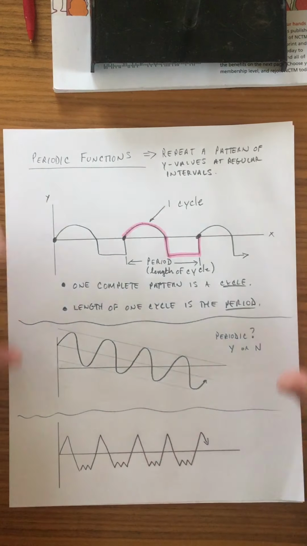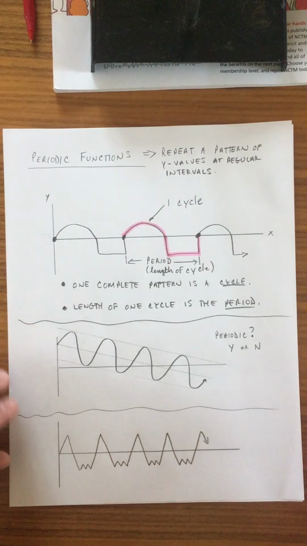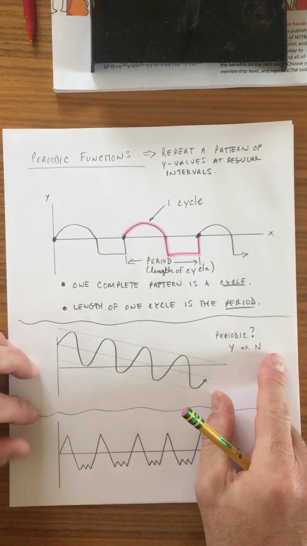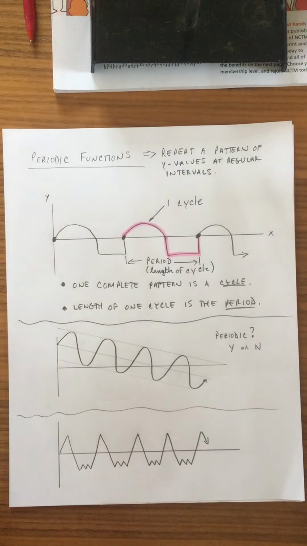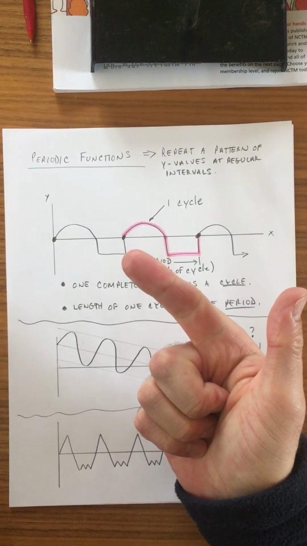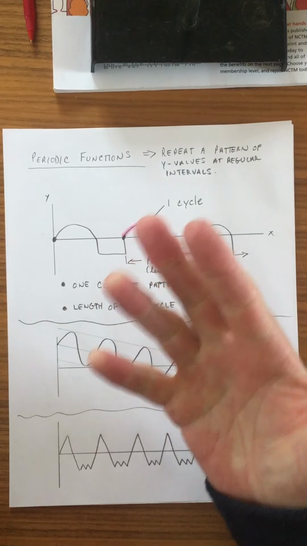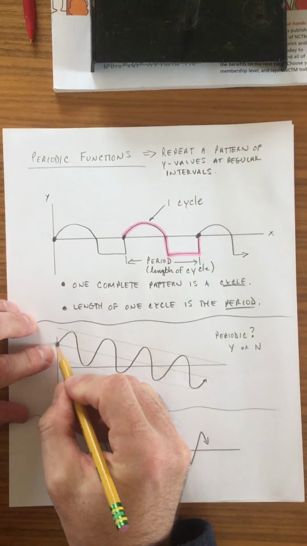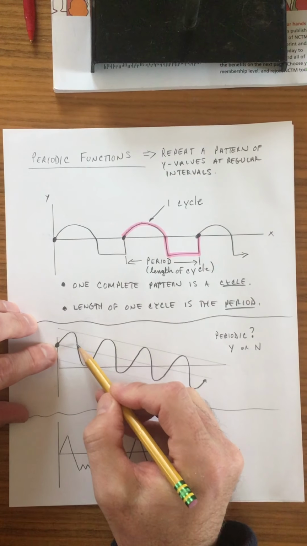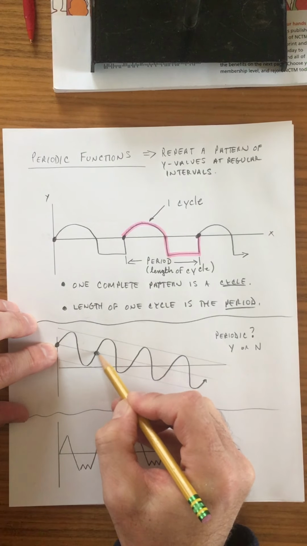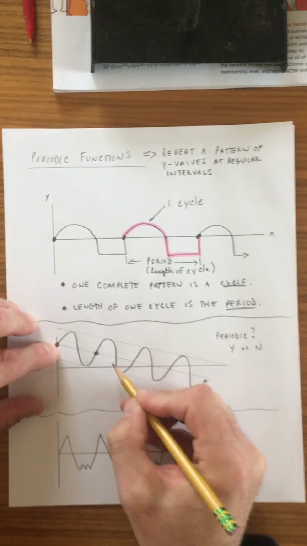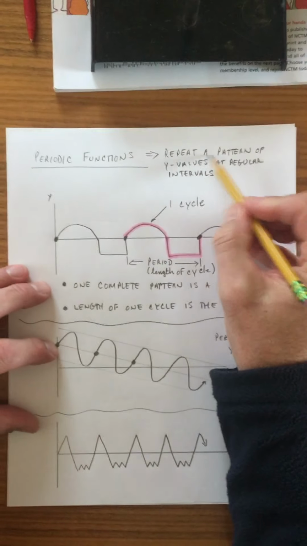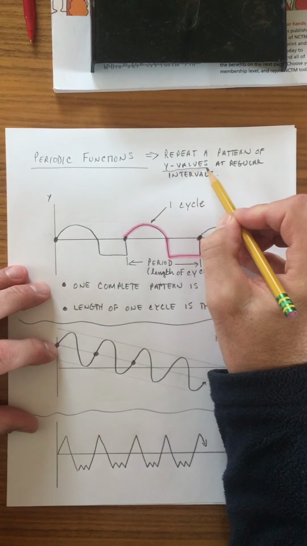Okay, so with that information so far, is this a periodic function, yes or no? Take a moment. What do you think? Okay, well, it looks like if you start here, it goes up, it goes down, it comes back up, and it looks like it repeats over and over again. And in a sense, it kind of does. But remember, it's repeating a pattern of y values.